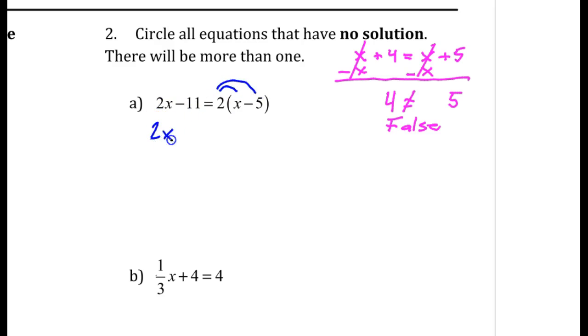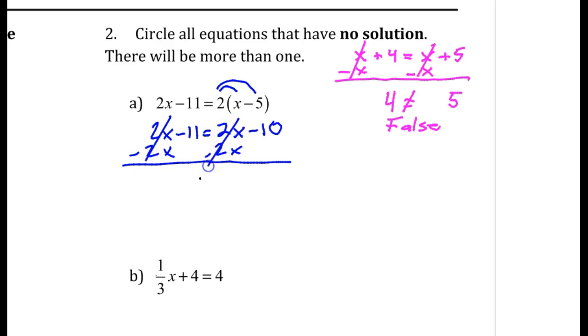So we got 2x minus 11 equals 2x minus 10. And we have that situation right here. So if we subtract 2x on both sides, variables on both sides equal 0, and what we're left with is, well, negative 11 equals negative 10, which is not true. So that's going to be a no solution.